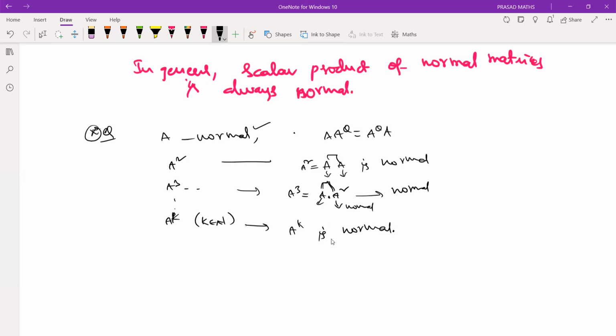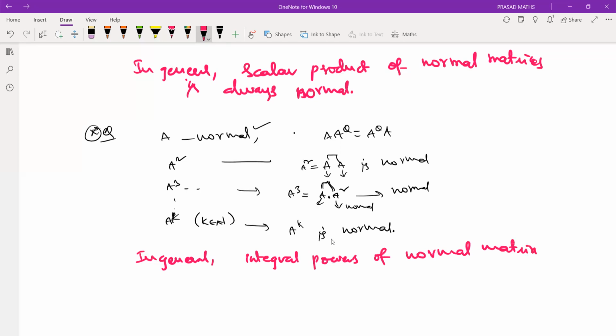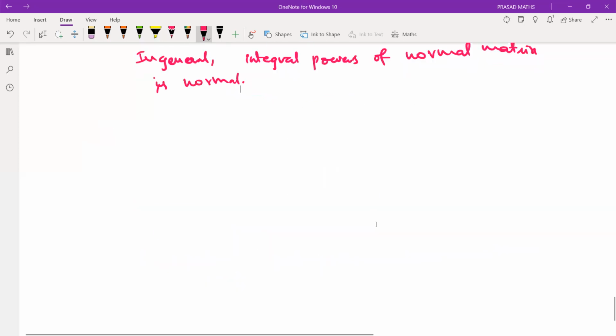What is in general? In general, integral powers, not multiples, integral powers of a normal matrix is always normal. Right? So this is the property.